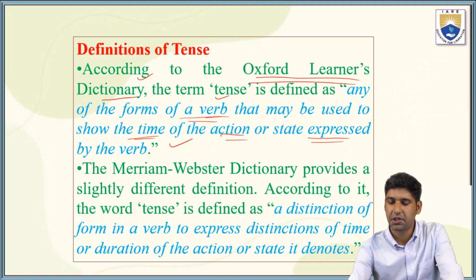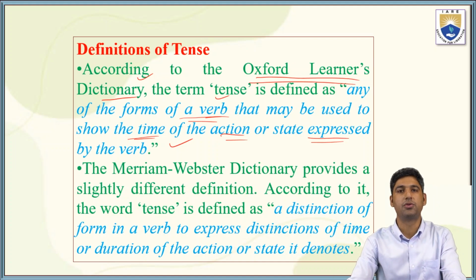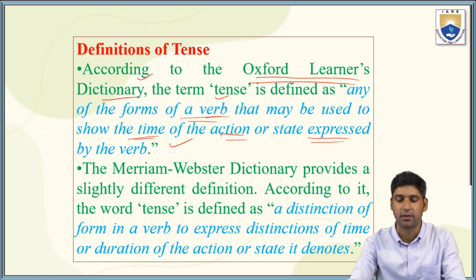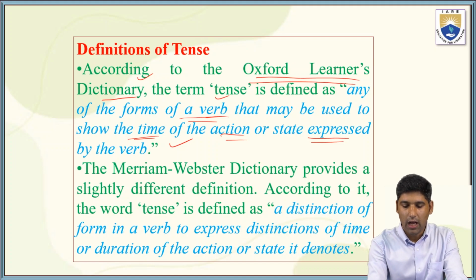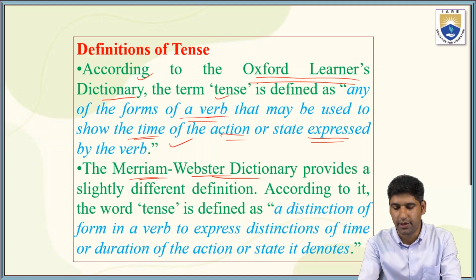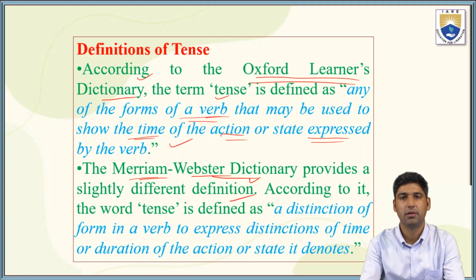So the Oxford Learner's Dictionary says: any of the forms of the verb that may be used to show the time of the action or state expressed by the verb. That is tense. Then I would like to quote the Merriam-Webster Dictionary. It provides a slightly different definition.